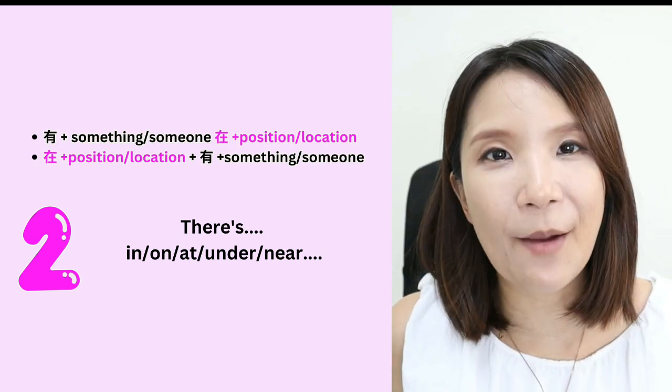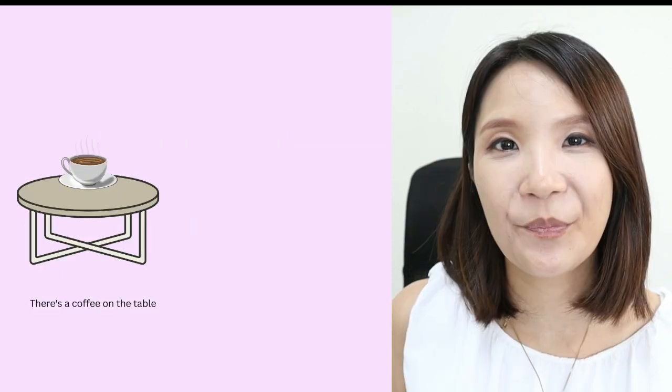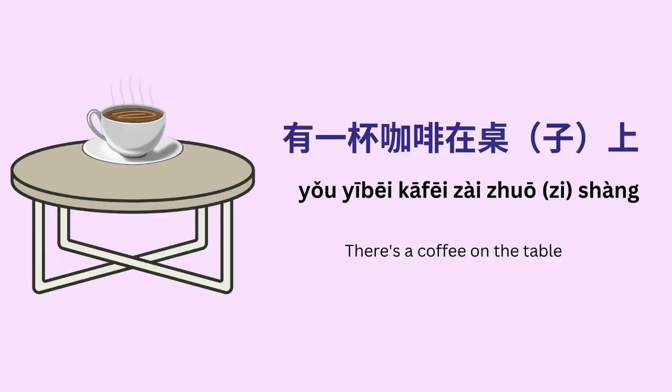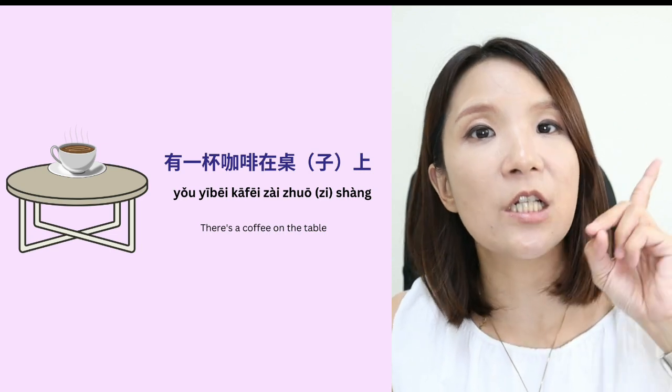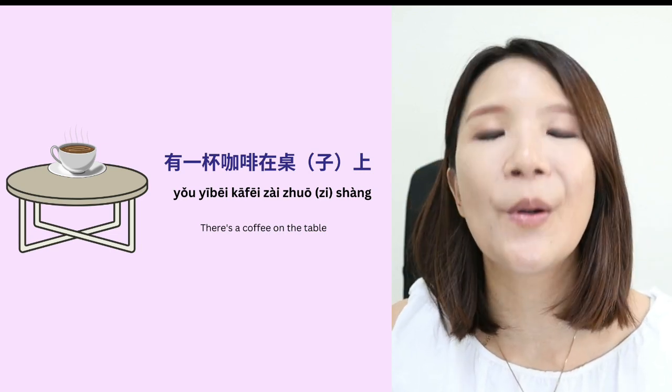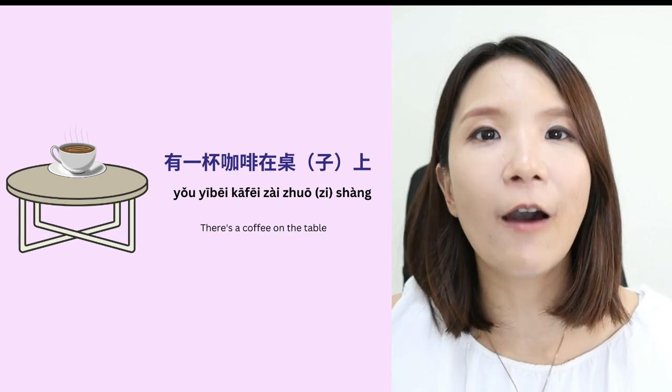Let's take a look at some examples. To say there is a cup of coffee on the table, in Mandarin, we say 有一杯咖啡在桌子上。有 here shows the existence. 有一杯咖啡 there's a cup of coffee, and 在 plus the position. 在桌子上 on the table. So 有一杯咖啡在桌子上 there's a coffee on the table.